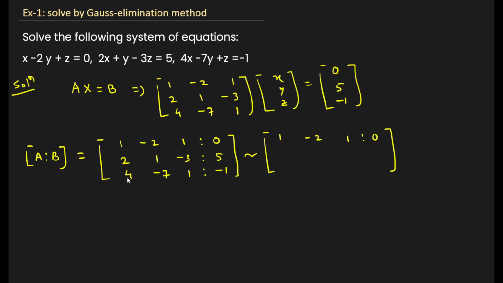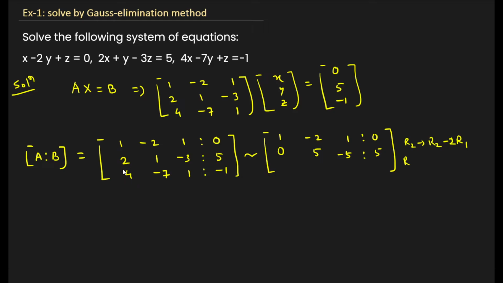So what will be the operation to make this particular 2 0 with the help of 1? So our operation will be R2 goes to R2 minus 2R1. Okay. So it's 2 minus 2 into 1. It will become 0. Then 1 minus 2 into minus 2 is how much? 5. And then this will be minus 3 minus 2. So it will be minus 5. जो last जो row है उसके लिए भी करना है हमें, ठीक है? So that will be 5 minus 2 into 0 is how much? 5.